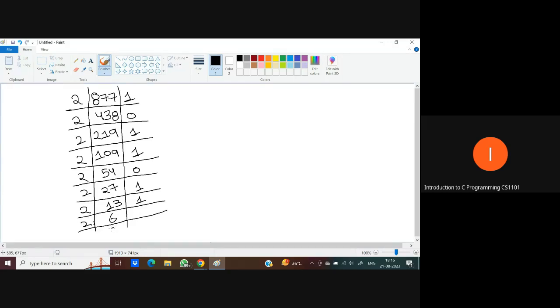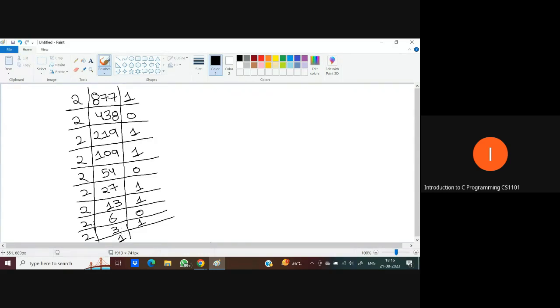Then we have 2, then 3 here. It is going to leave remainder 0. And then finally, okay, so it will cancel 3 by 1 and it will leave the remainder as 1 as well. So now we have divided this entire number 877 and our quotient has come down to 1.